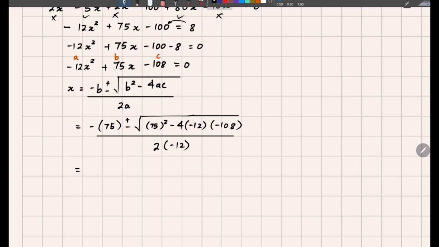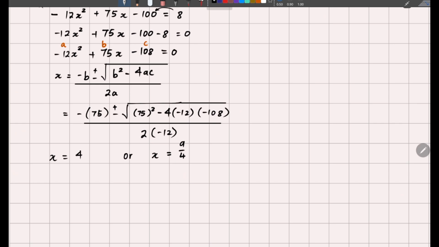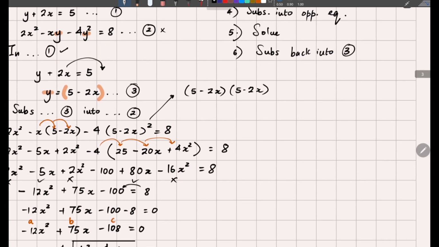So, the answer is actually 4, or x is equal to 9 over 4. Now, we have two answers. That means there's going to be two y values.